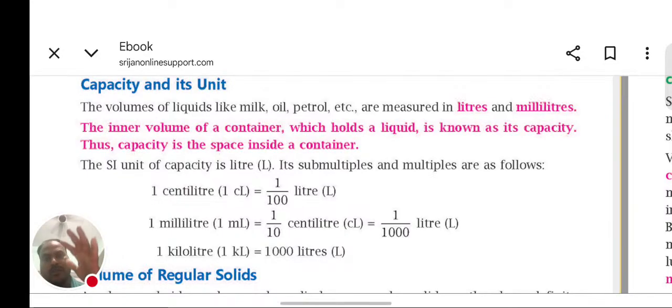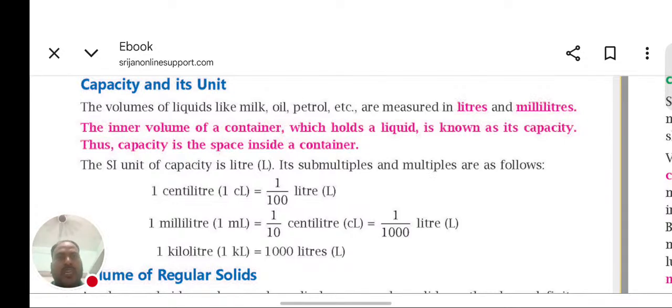So whatever the liquid substance we are storing inside the container, whatever the space occupied by that liquid, that is known as capacity. Capacity is the space inside a container. So how much a container has the capacity to store liquid substance? We measure the liquid in milliliter or liter.